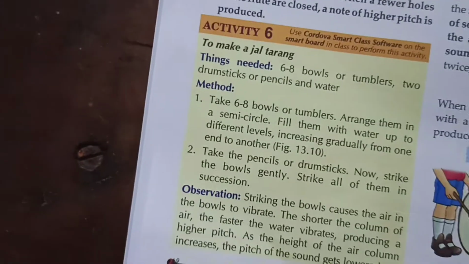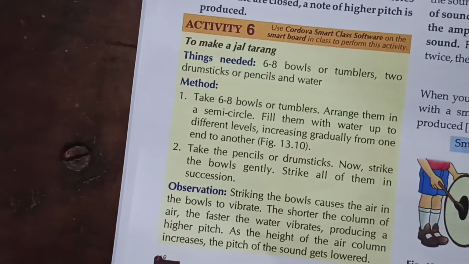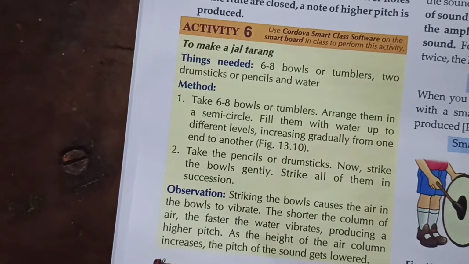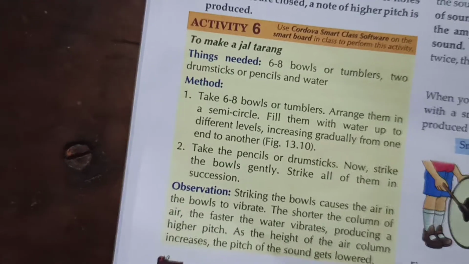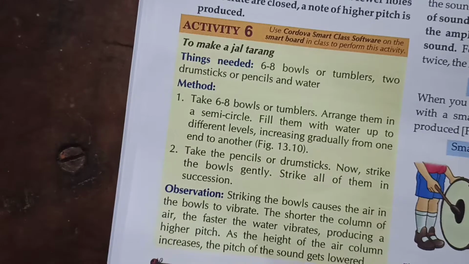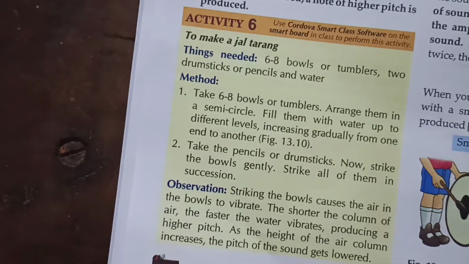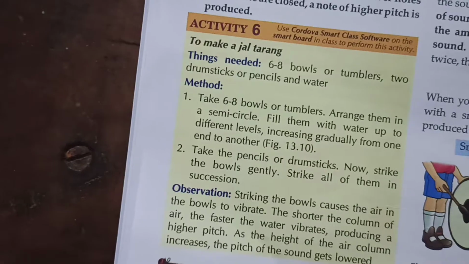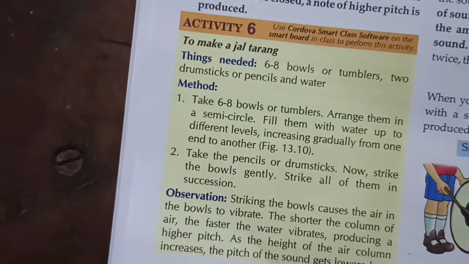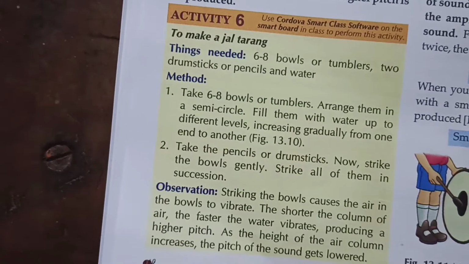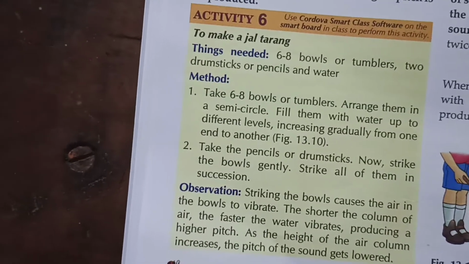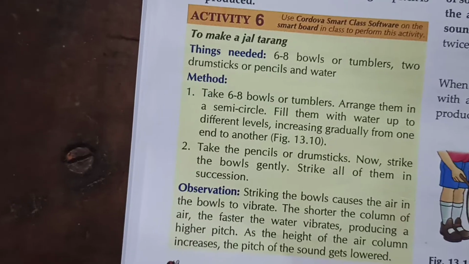Then next we see an activity, the Jaltarang activity. Things required: you take 6 or 8 bowls or tumblers, 2 drumsticks or pencils, and water. First, you take 6 or 8 bowls or tumblers and arrange them in a semicircle. Fill them with water, not at the same level of water. Fill different levels, increasing gradually from one end to another.